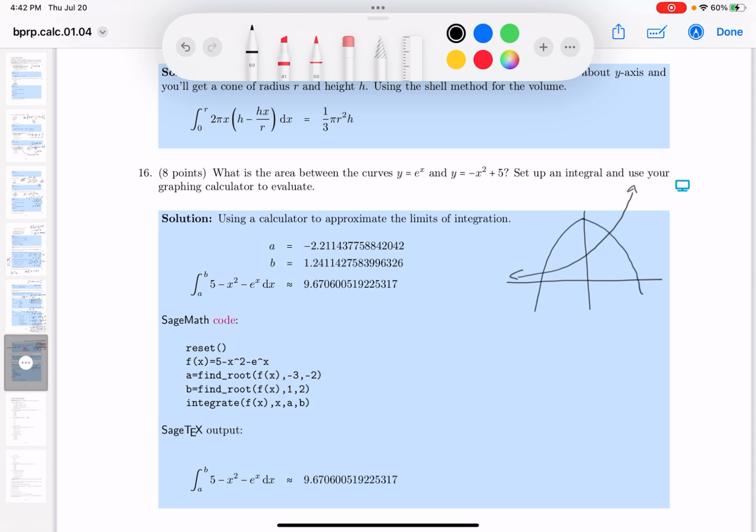The problem is, I know what the area is. It's this region over here. That's the area they're talking about. My issue over here is getting the points of intersection.